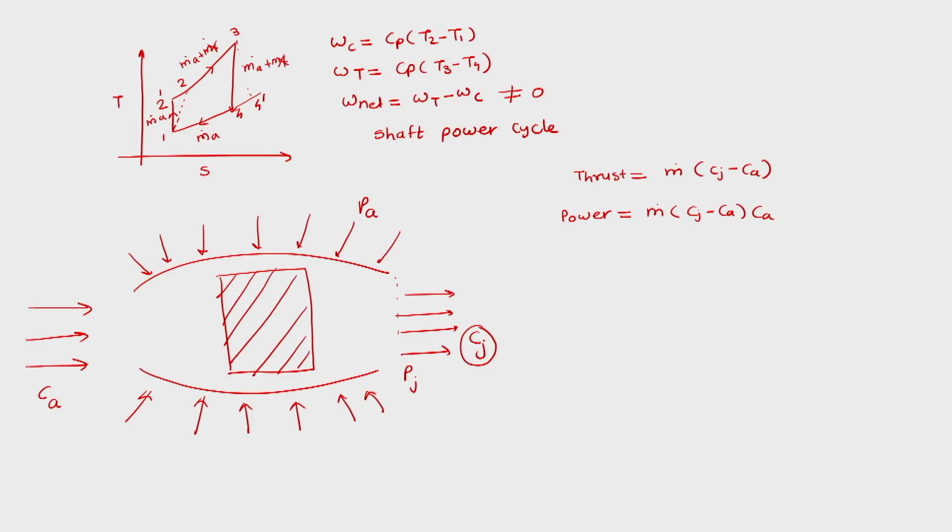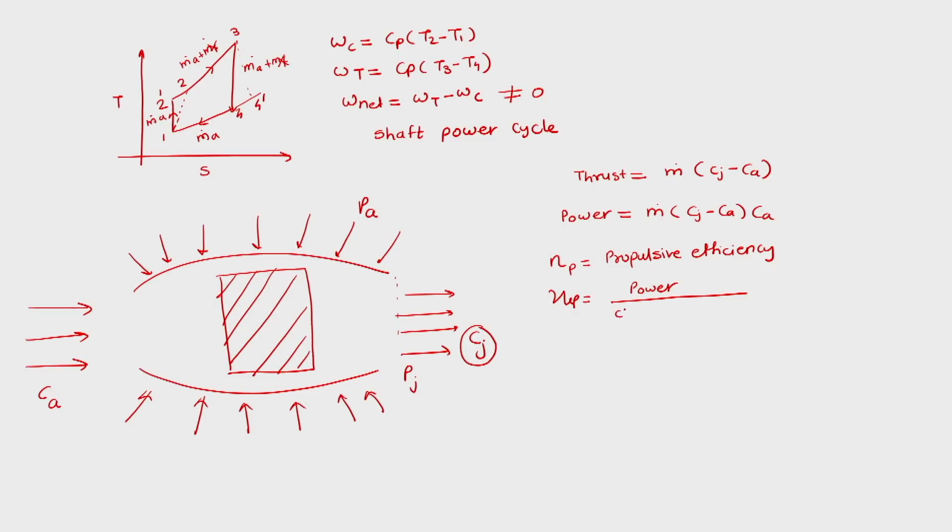Now this power has to be compared with the actual input energy which was given to generate it. That comparison is called propulsive efficiency. Propulsive efficiency is thrust power divided by input energy. So what is the input energy in this case? Input energy is the change in kinetic energy between outlet and inlet.